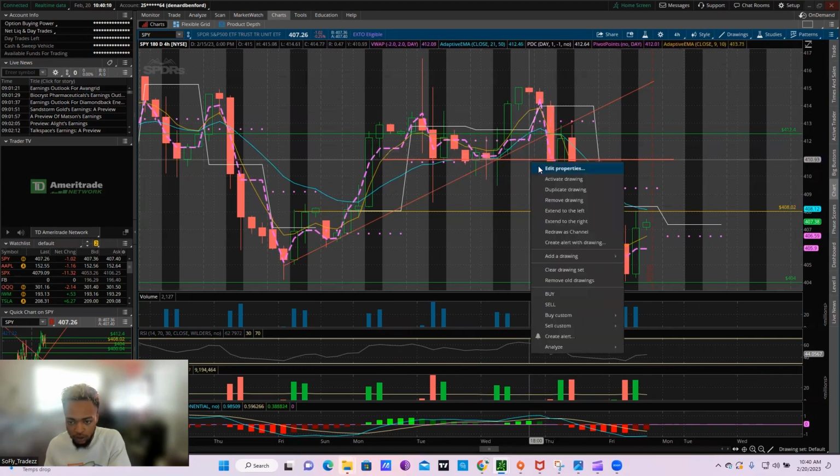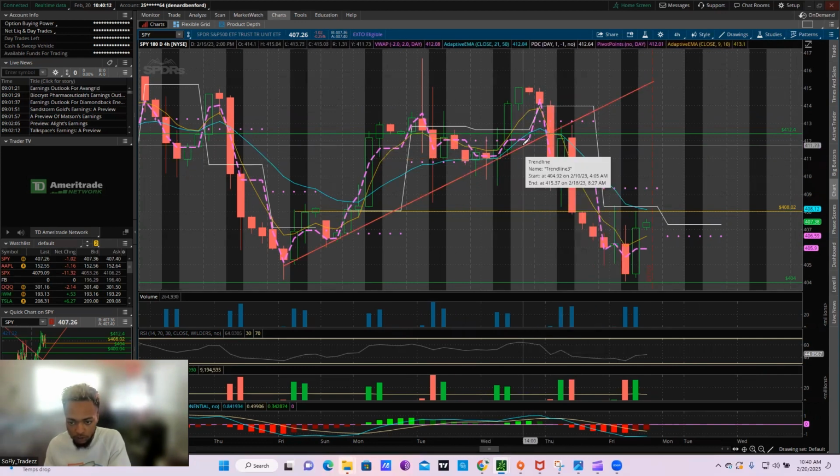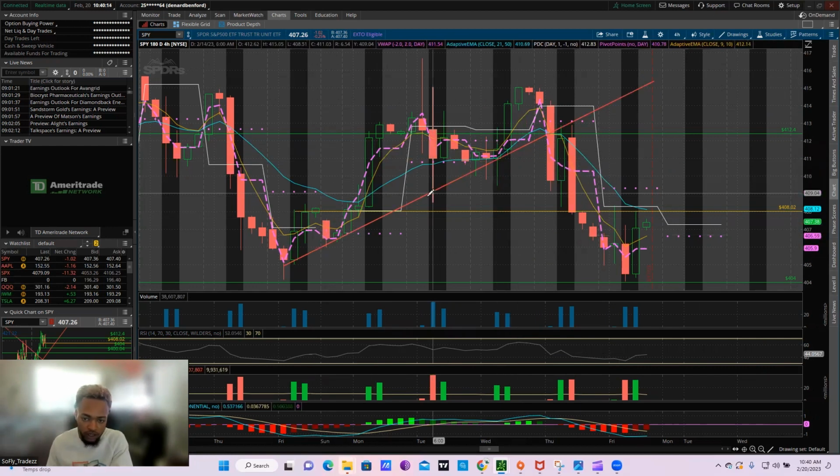But yeah, I just wanted to give you guys a simple example of how you can see if price is in an uptrend and then how it falls back down into a downtrend once it crosses this neckline right here. Okay, but I'll get back on track now.